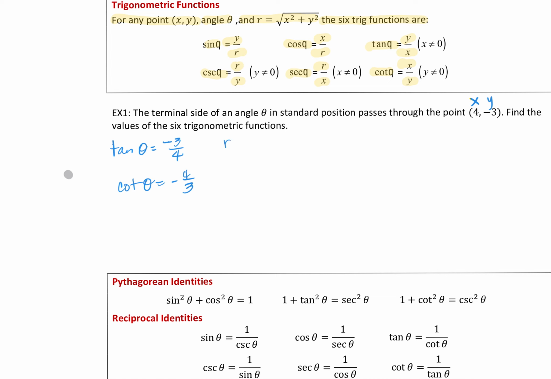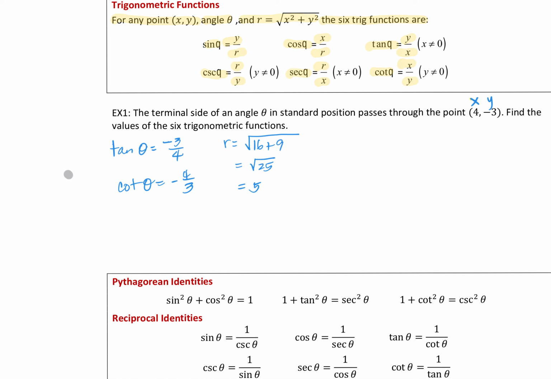So first I have to solve for r. And that's going to be the square root of the x value squared, so that's 16, plus the y value squared, so we're squaring -3 times -3, it's going to turn to a +9. And then we would have the square root of 25. So this turned out to be nice, turned out to be 5. But you could end up with an r with a square root, like square root of 2, and in that case you may have to do some rationalizing of denominators.